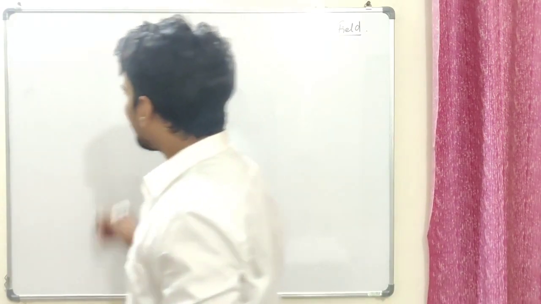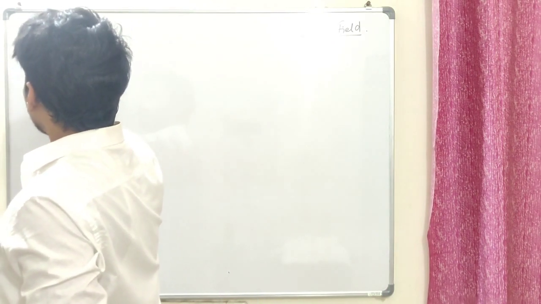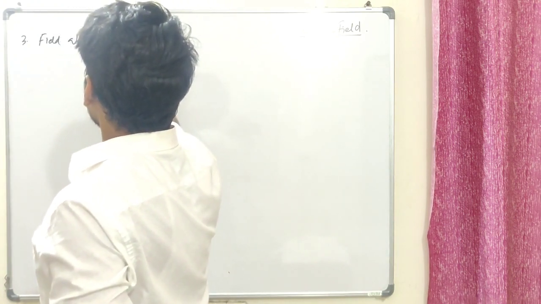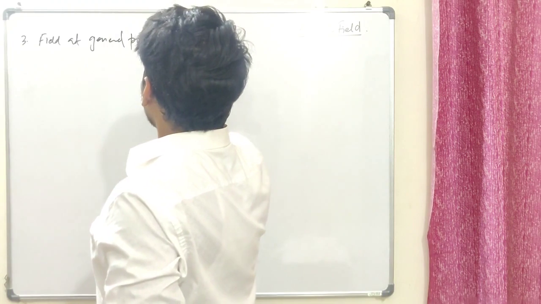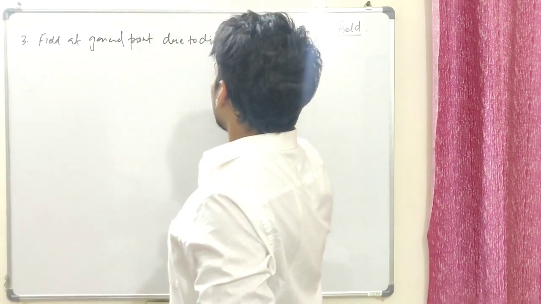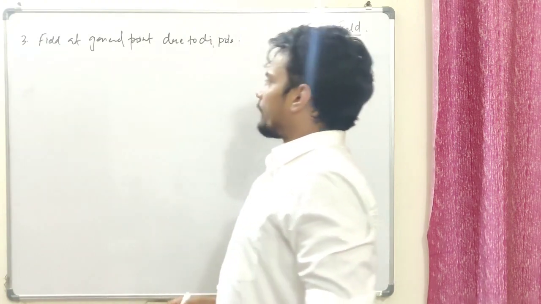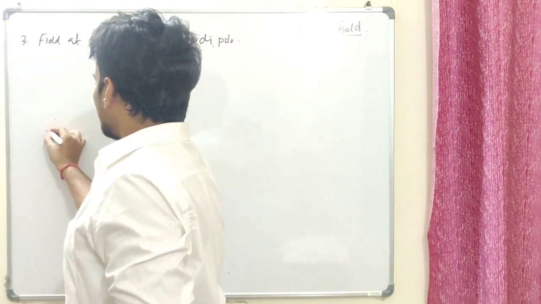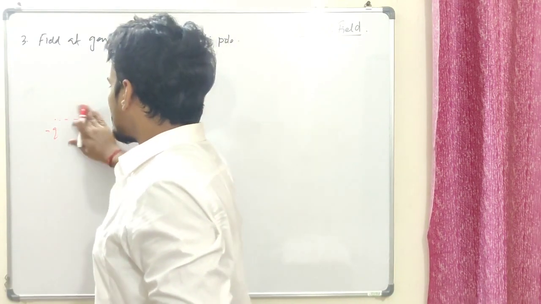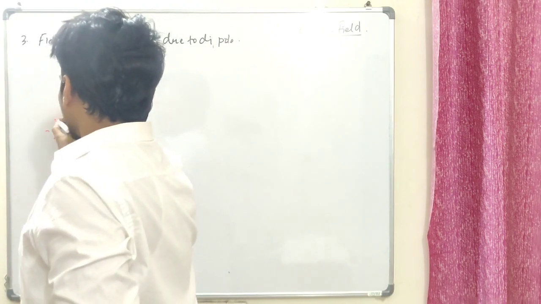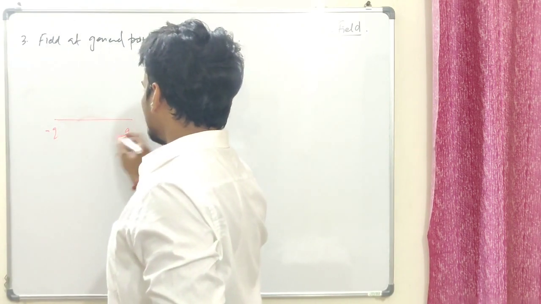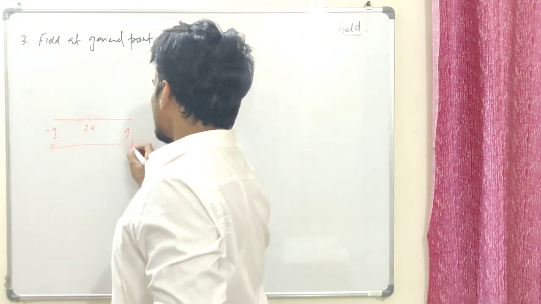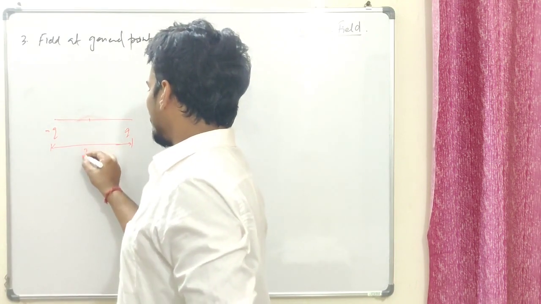Okay, now the third part of this: field at a general point due to a dipole. Not a problem at all. Let's say I have a dipole with negative q kept at a distance of, let's say, 2a. Again, that's going to be the standard distance I'll be choosing in my entire problem. This is the center, and this distance is 2a.